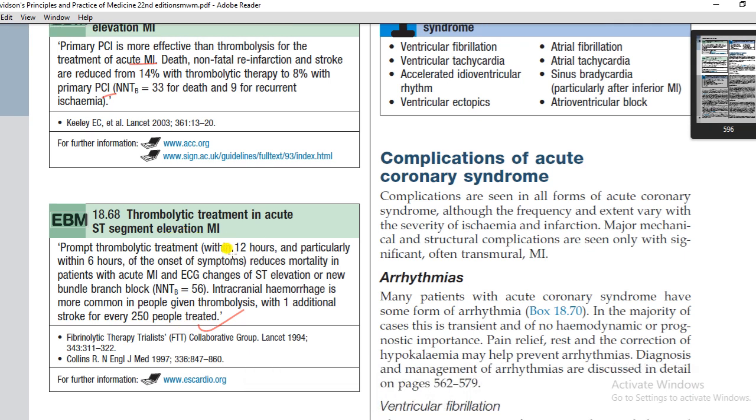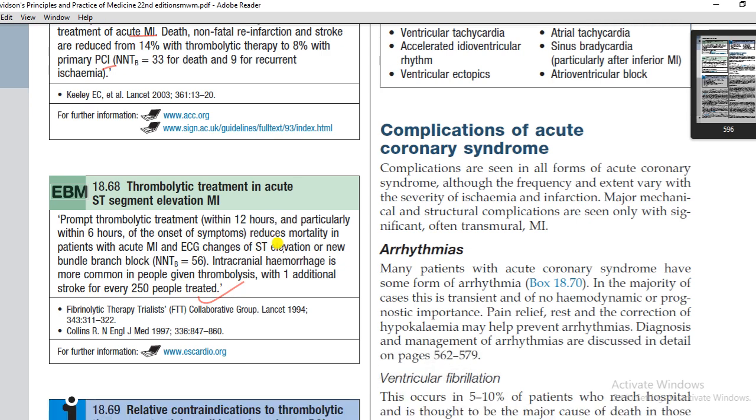Prompt thrombolytic treatment within 12 hours and particularly within 6 hours of the onset of symptoms reduces mortality in patients with acute myocardial infarction. Electrocardiogram changes of ST elevation or new bundle branch block. Intracranial hemorrhage is more common in people given thrombolysis, with one additional stroke for every 250 people treated.